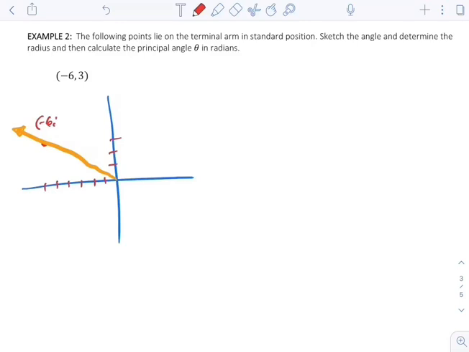So this point was at -6 and 3. So great, we sketched it. Next, we want to find out what the radius is. I want to know the distance of the orange line from the origin to here. We'll call that R here.